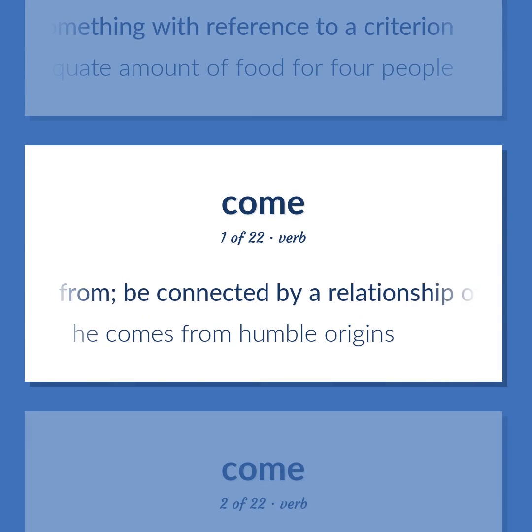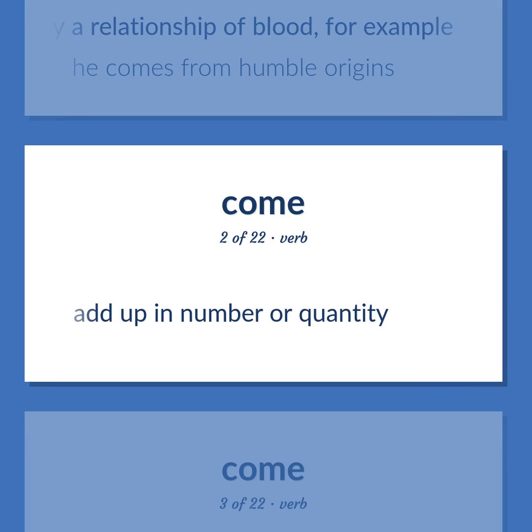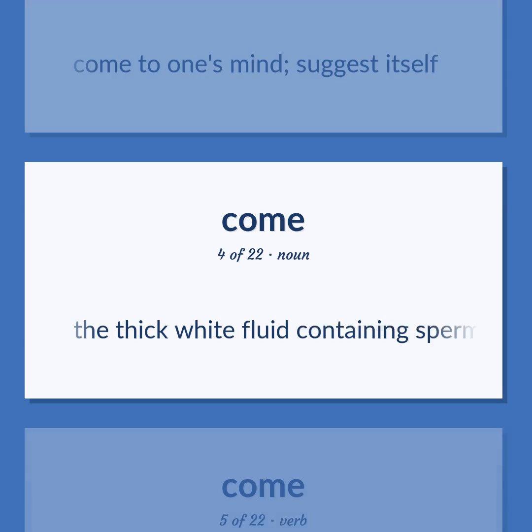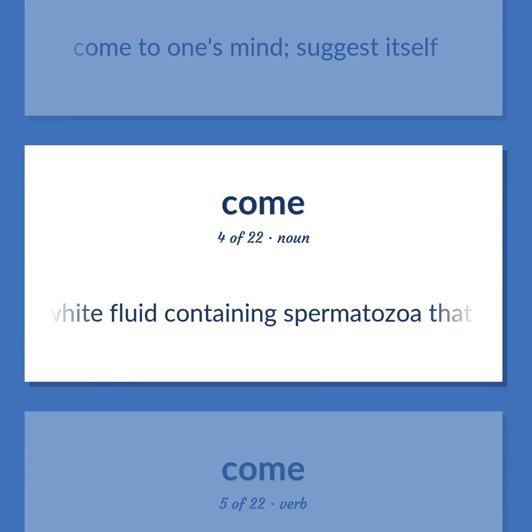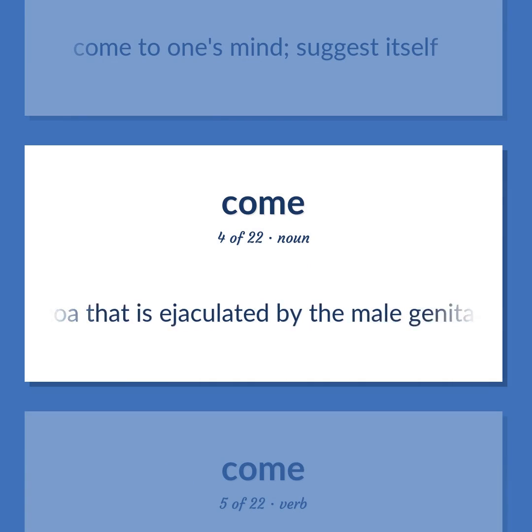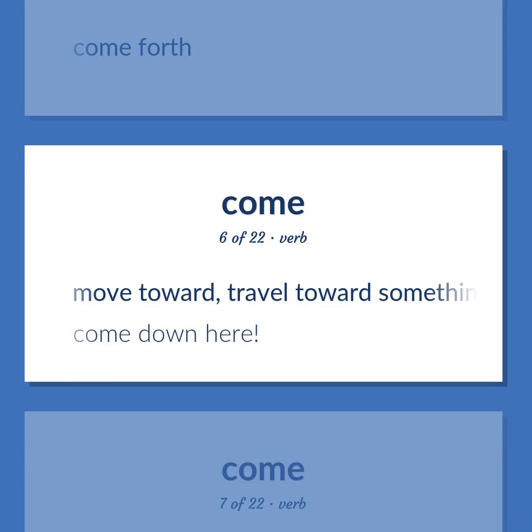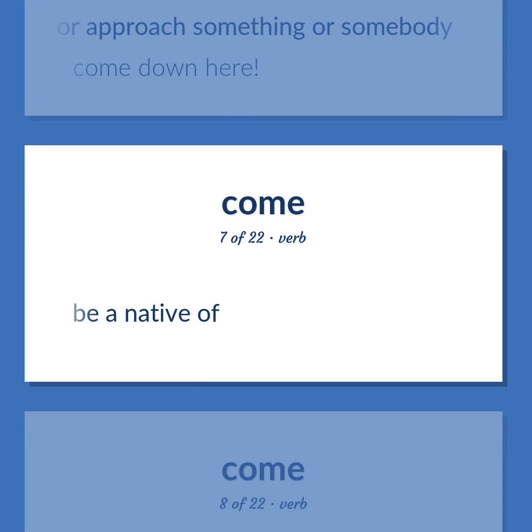Come from. Be connected by a relationship of blood, for example. He comes from humble origins. Add up in number or quantity. Come to one's mind. Suggest itself. The thick white fluid containing spermatozoa that is ejaculated by the male genital tract. Come forth. Move toward, travel toward something or somebody or approach something or somebody. Come down here. Be a native of.